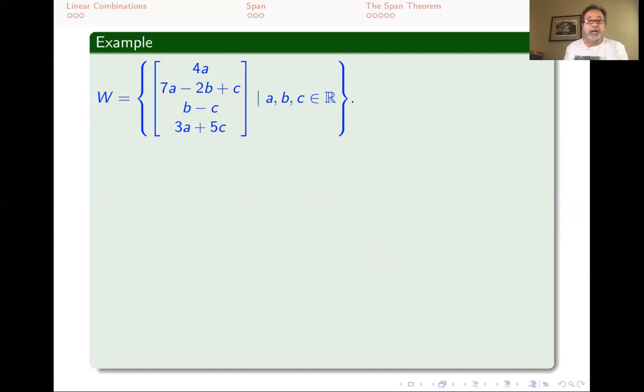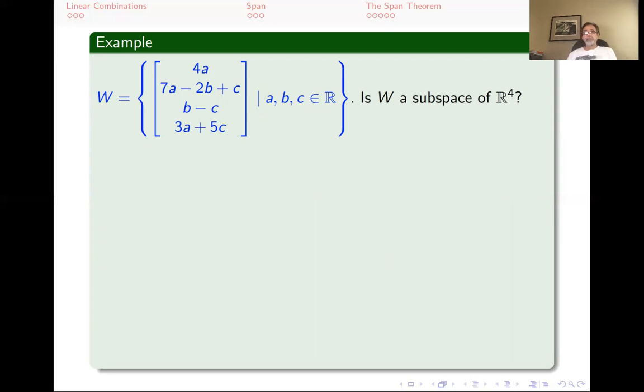So W this time is made up of 4-tuples. There's lots of symbols there, but if you look at that typical element in the curly brackets, it's made up of 4 entries. 4A, that's one thing, a number, because A, B, and C are real numbers, it says. And then 7A minus 2B plus C, that's another number. B minus C is a third number, and 3A plus 5C is a fourth number. And the question that I might have is, is W a subspace of R4?